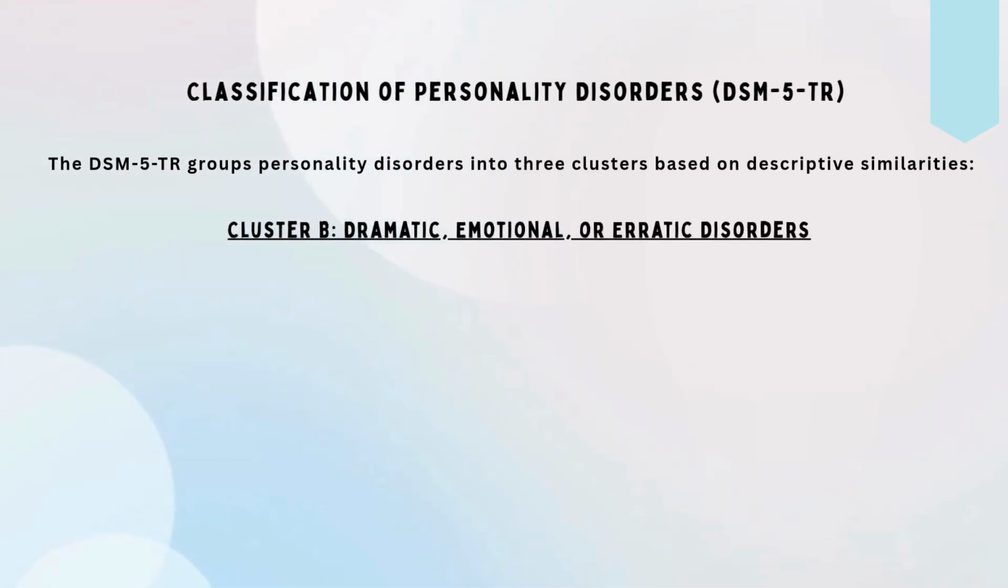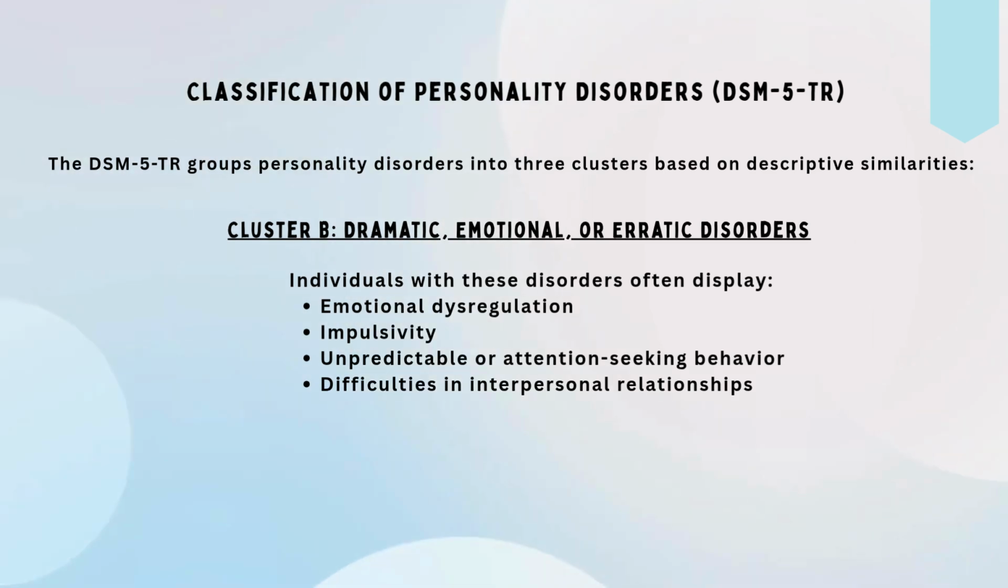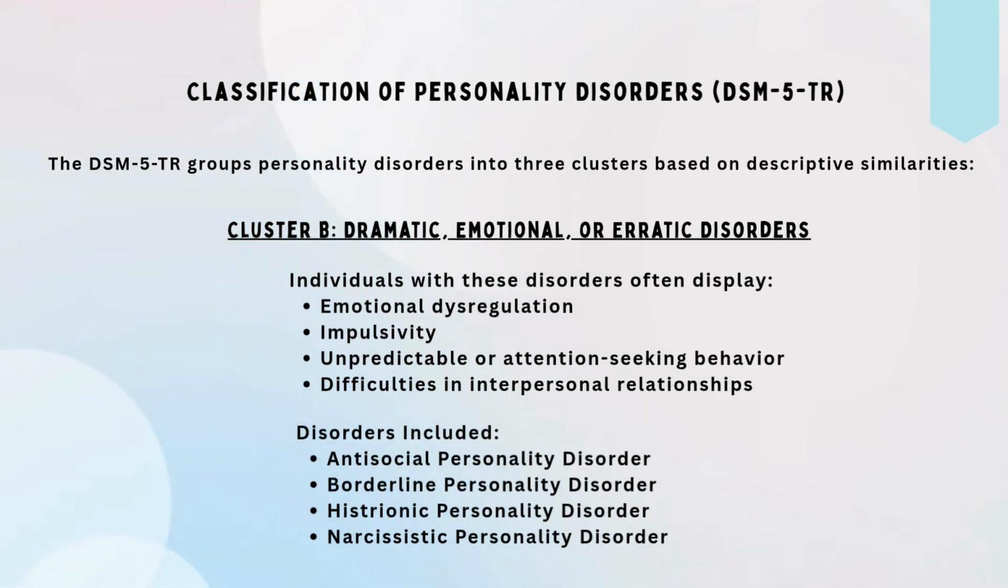Cluster B. Individuals with these disorders often appear dramatic, emotional, or erratic. They display emotional dysregulation, impulsivity, unpredictable or attention-seeking behavior, difficulties in interpersonal relationships. Disorders included here are antisocial personality disorder, borderline personality disorder, histrionic personality disorder, narcissistic personality disorder.